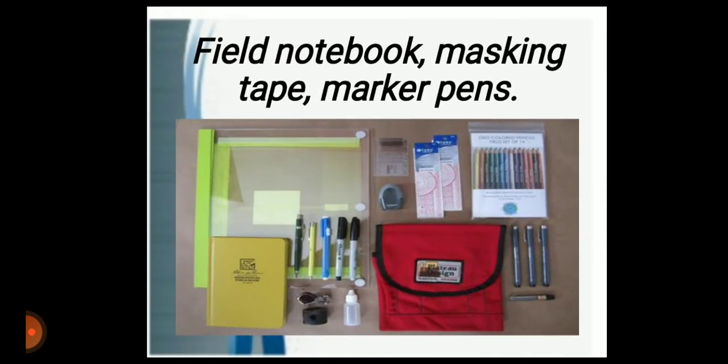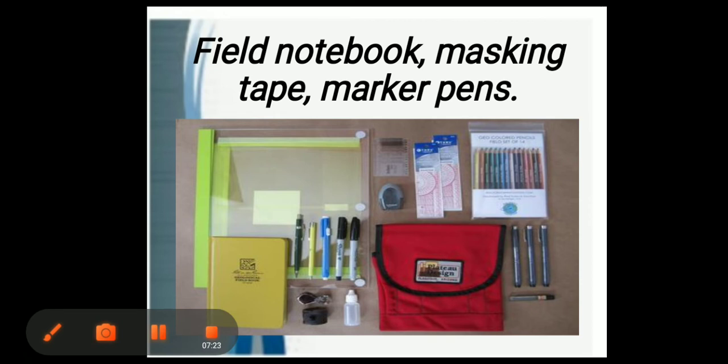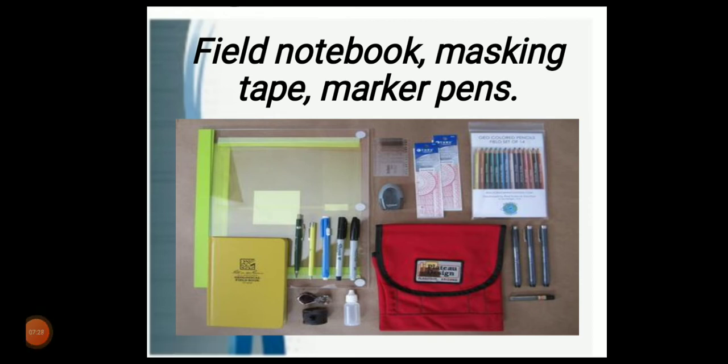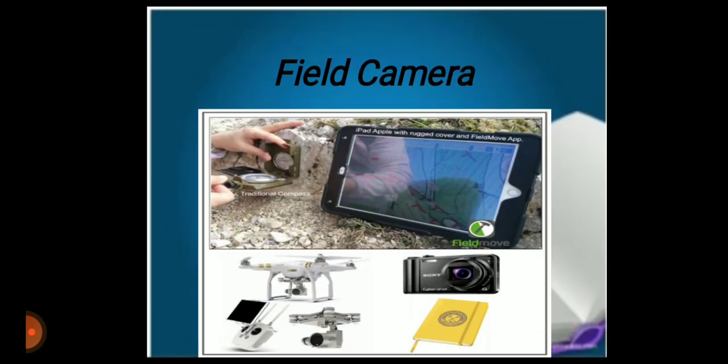Field notebook, masking tape, and marker. All important observations must be written down in a concise, orderly, and legible manner. A field camera is only a backup memory in addition to the notebook. It is very important to take photographs of all interesting features, ensuring a scale is used in each instance. Video clips can also be used.